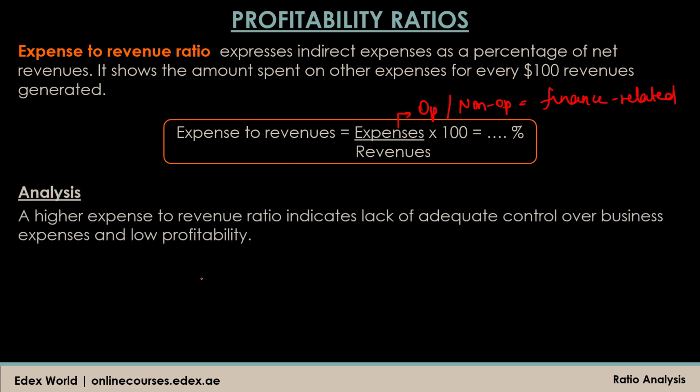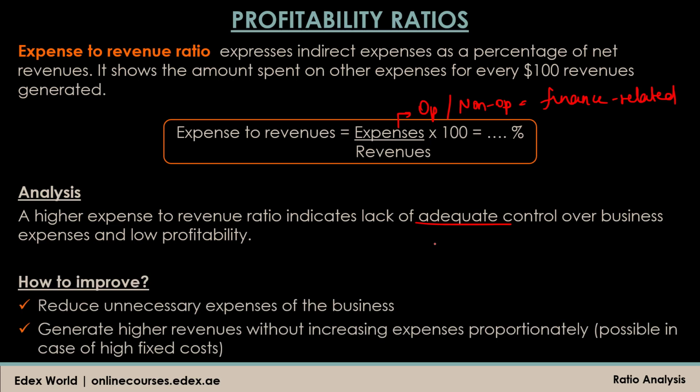And what is the analysis? Let's say when we have this ratio, we compare it with our peers, or we compare it with the previous year ratio, then how can we analyze it? A higher expense to revenue ratio is obviously bad for a business, because it indicates that the business has a lack of adequate control over business expenses, and it also means that overall the profitability will be low for this business.